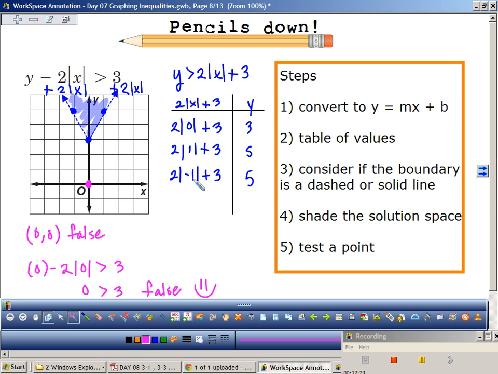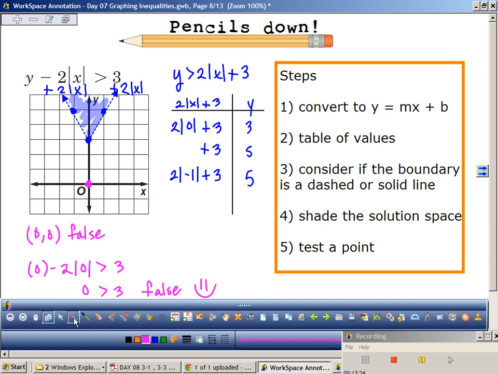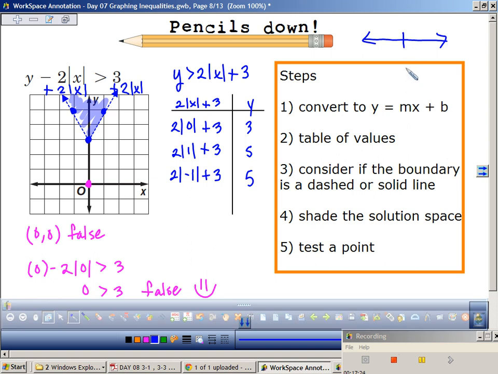Because the absolute value of a negative 1 is 1. 1 times 2 is 2. 2 plus 3 is 5. Right here, 1. No. Remember we started this in the beginning? We'll look at it like this. The meaning of absolute value means the distance away from 0 on the number line. So the absolute value of 1 is 1, and the absolute value of negative 1, got it? It's also 1. That's why. Yes, sir? There can be no negatives that come out of absolute value.